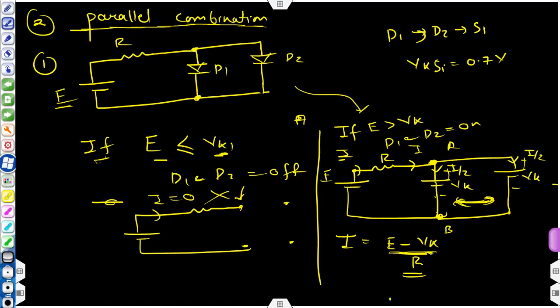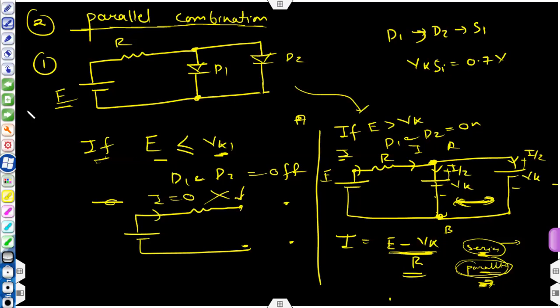So voltage sources are always in series. If voltage sources are in series, then we can add or subtract according to their polarity, and current sources are in parallel. When current sources are in parallel, we add or subtract their values accordingly. For voltage sources in series, we apply KVL. For current sources in parallel, we can apply KCL.